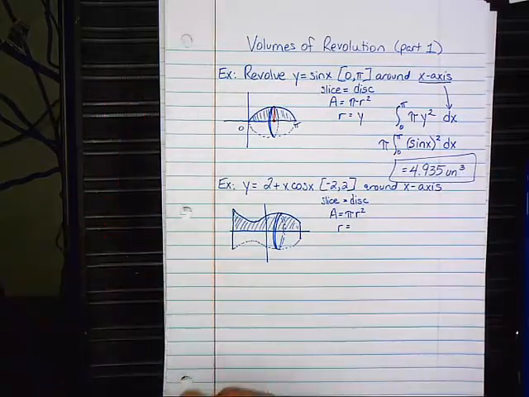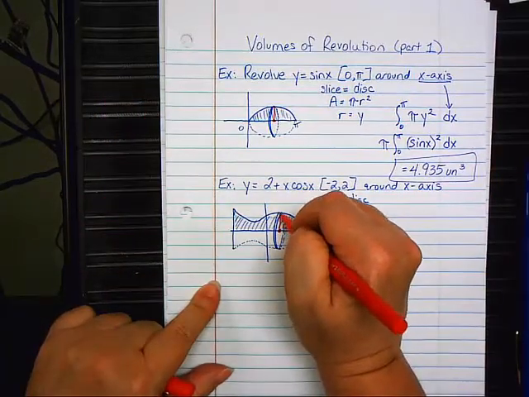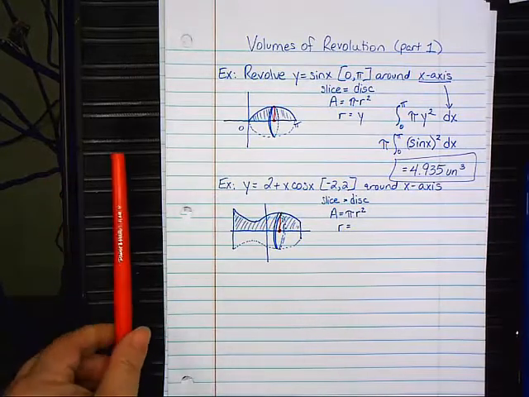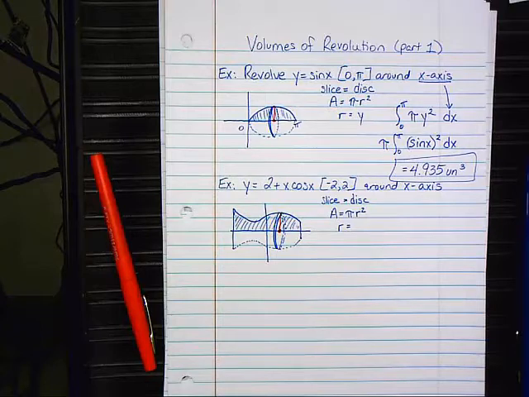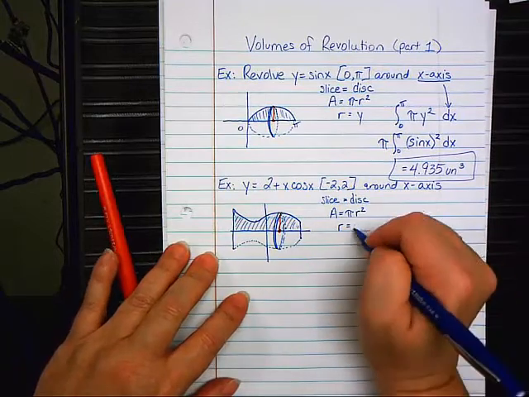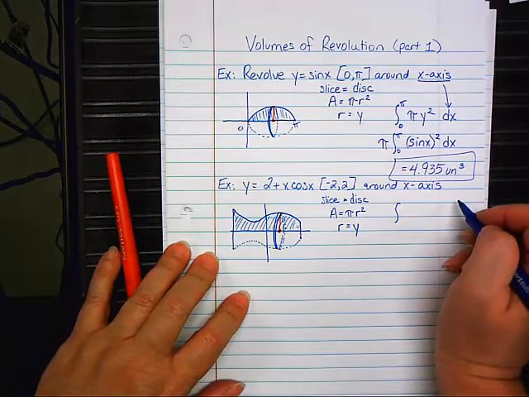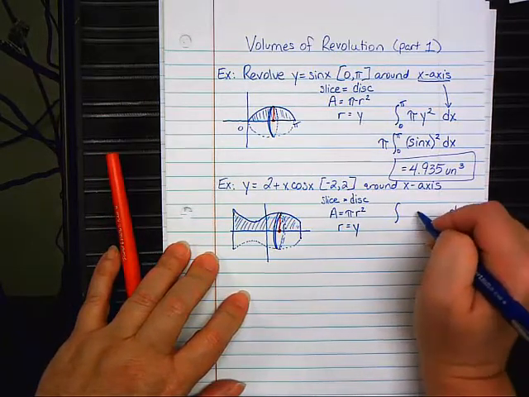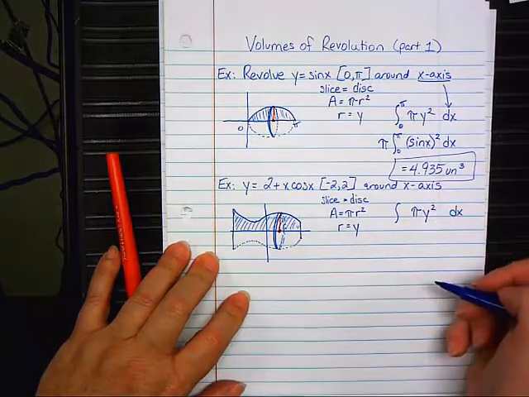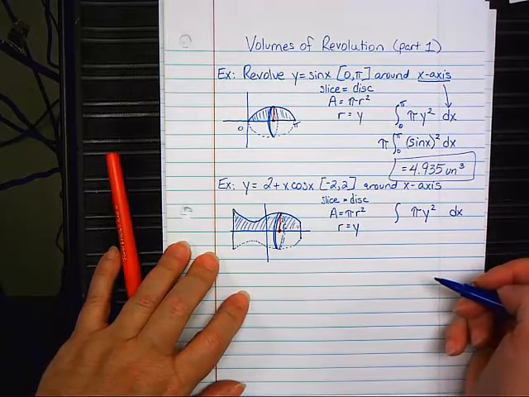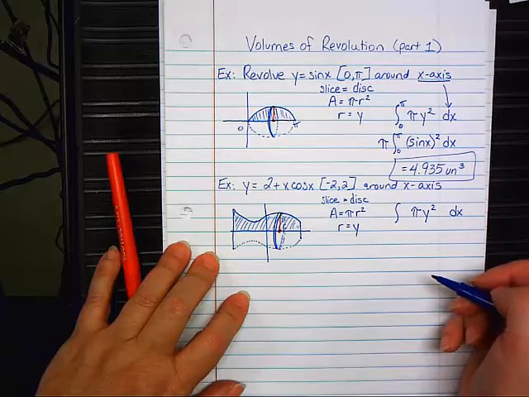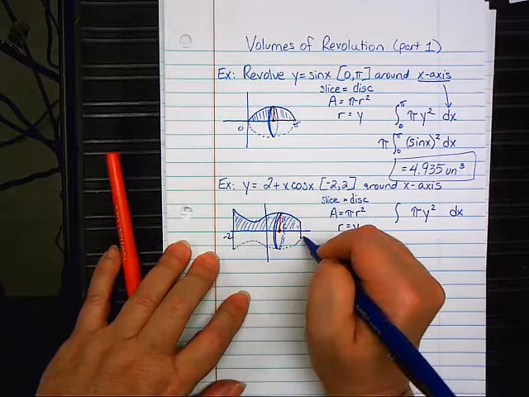Is the radius still y? What do you think? Is the radius still y? It always goes from the axis of revolution to the original piece. And in this case, that is in a vertical direction, so it is y. It is still y. But it's going to be a different y value that we plug in. So now, we write our integral. Is it dx or dy? Dx. And it's still going to be pi y squared, just like before. But the limits of integration are different this time. What are they? Negative 2 to positive 2.